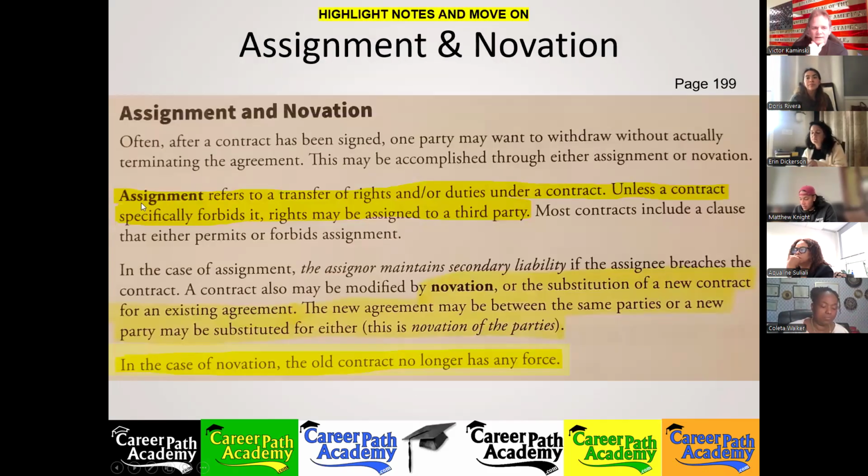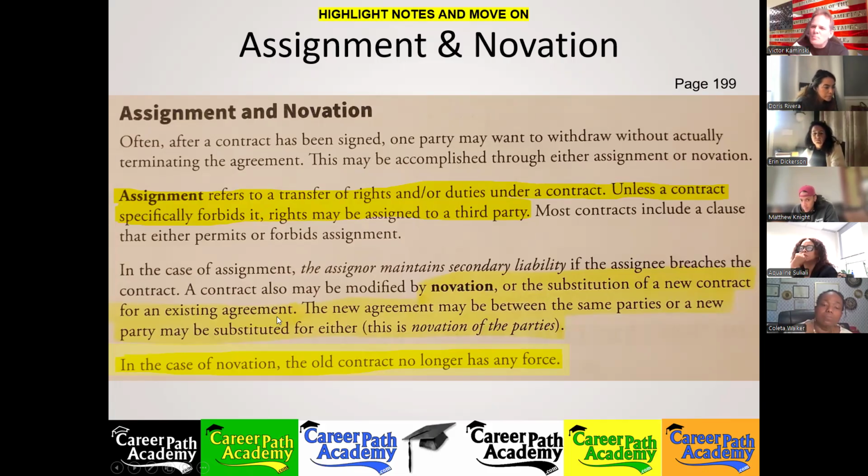So let's highlight assignment. It refers to the transfer of the rights or duties under contract, unless the contract specifically forbids it. The rights may be assigned to a third party. Then it says in the case of assignment, the assigner maintains secondary liability if the assignee breaches the contract. Contract may be modified by novation. Okay, what is novation? Novation, or the substitution of a new contract for an existing agreement.